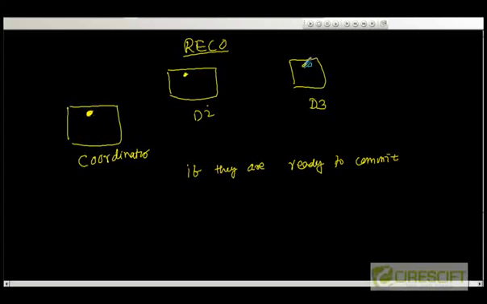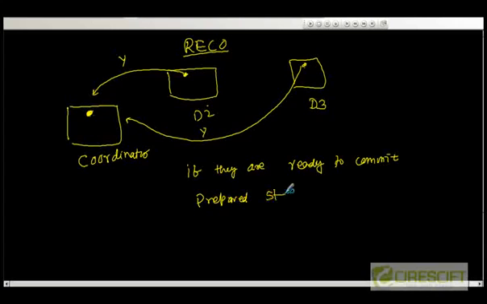Then all these nodes are going to say yes or no. If they say no, then it is going to roll back. But if they say yes, that they are ready to commit, they notify the coordinator that they are ready to commit. When they notify that, this is called the prepared state. That means the coordinator, D2 and D3 move to the prepared state, meaning they are ready to commit the transaction.